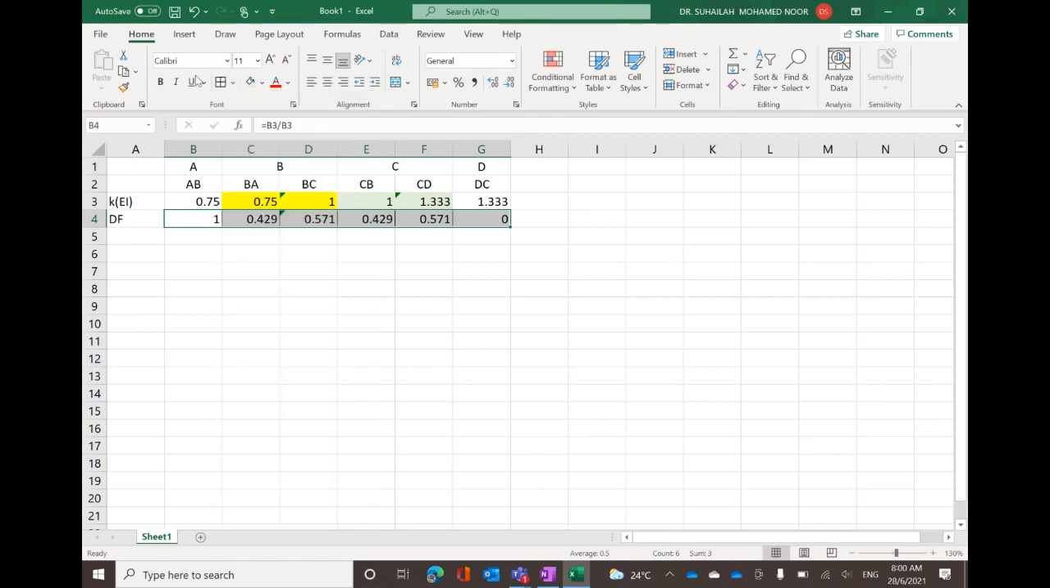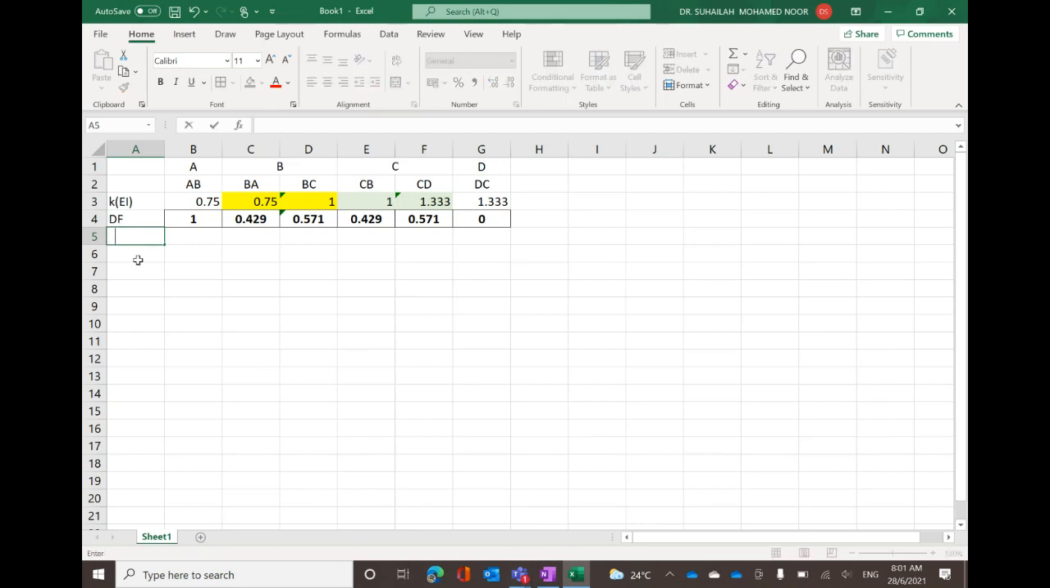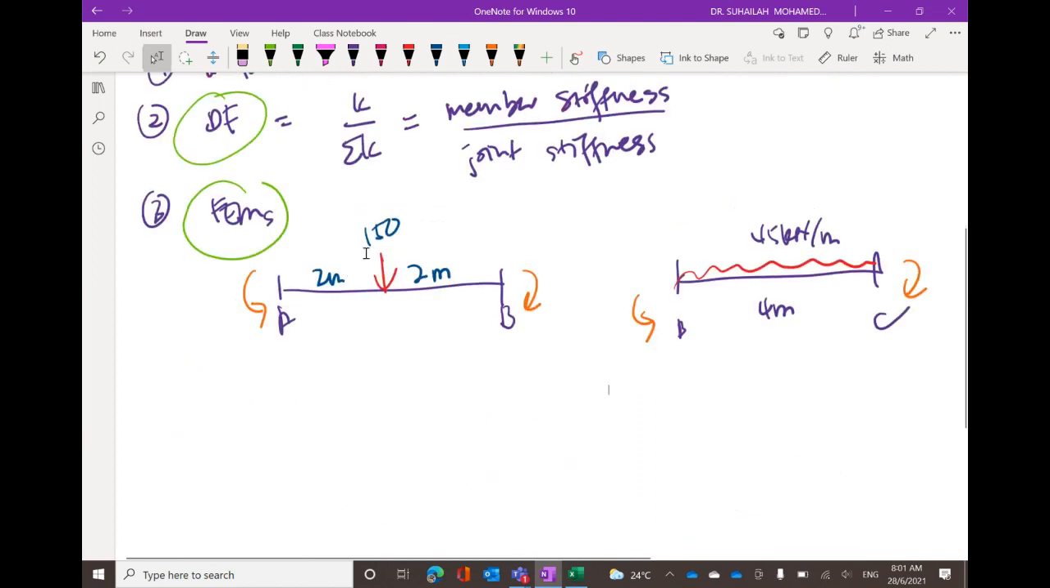Okay, this is the distribution factor. Next, we will start putting the first member end moment in the table. The member end moment comes from the fixed end moment. We refer back to this.